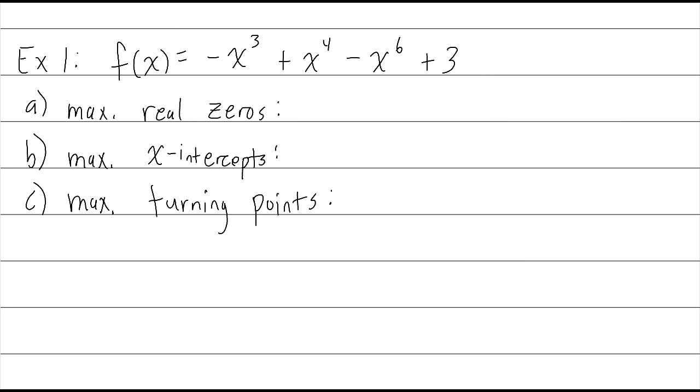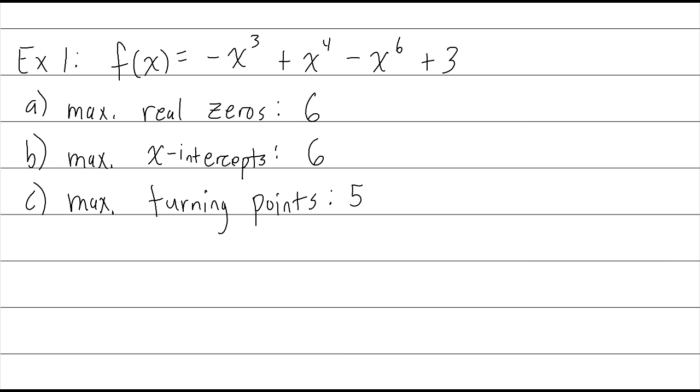The question actually was longer than working it out, because once I identify the degree, which is 6, the highest exponent, I know that the maximum number of real zeros is 6, the degree. The maximum number of x-intercepts will be the same number since they're basically the same thing. And the maximum number of turning points will be one less than those, which is 5. That's it, right? That's all I'm asking here. So from that, you can kind of picture what the graph looks like.